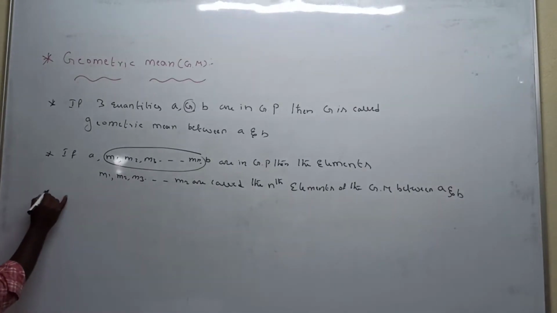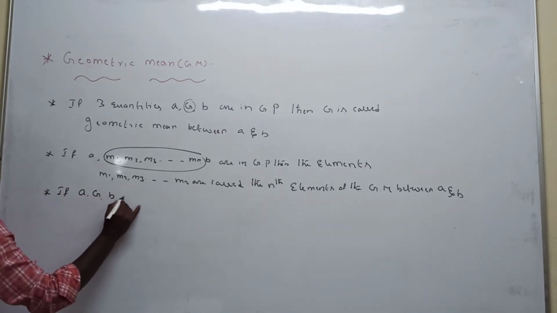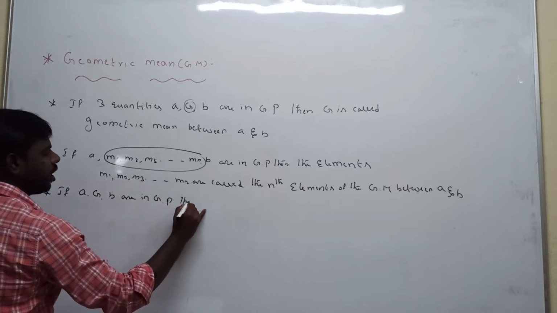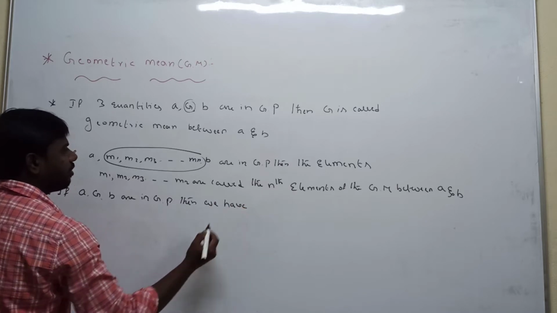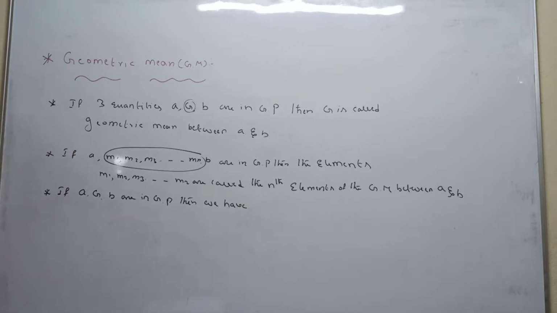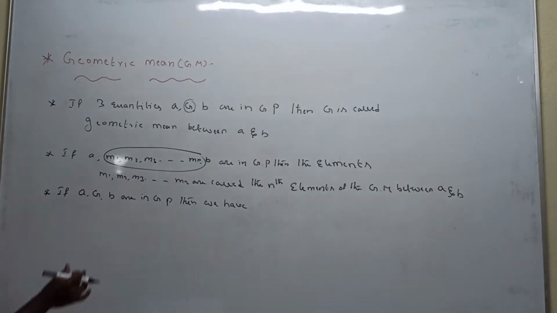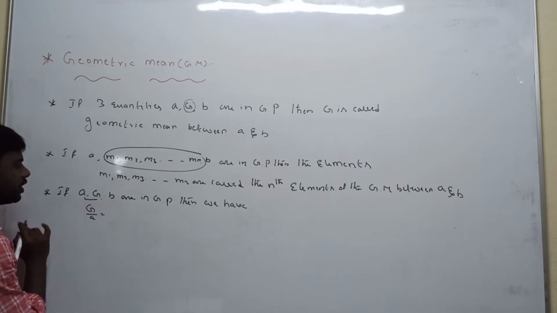Third condition: if three quantities A, G, B are in geometric progression, then according to the definition of geometric progression, the ratio of any two consecutive terms is the same. We can take any two ratios as equal. The first ratio is G by A.